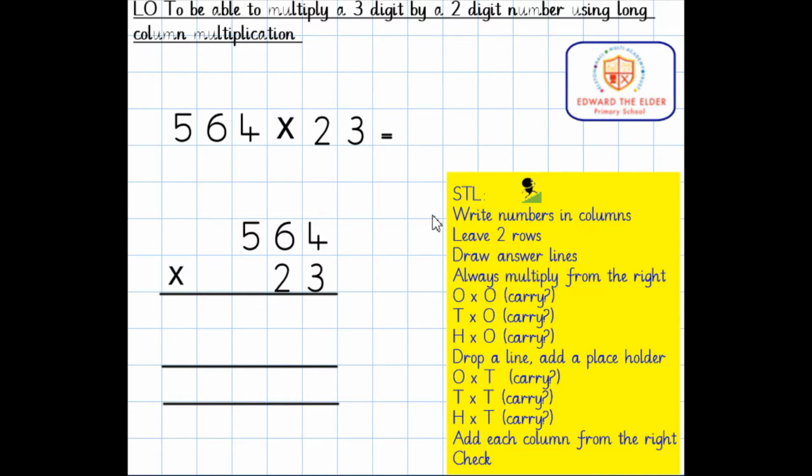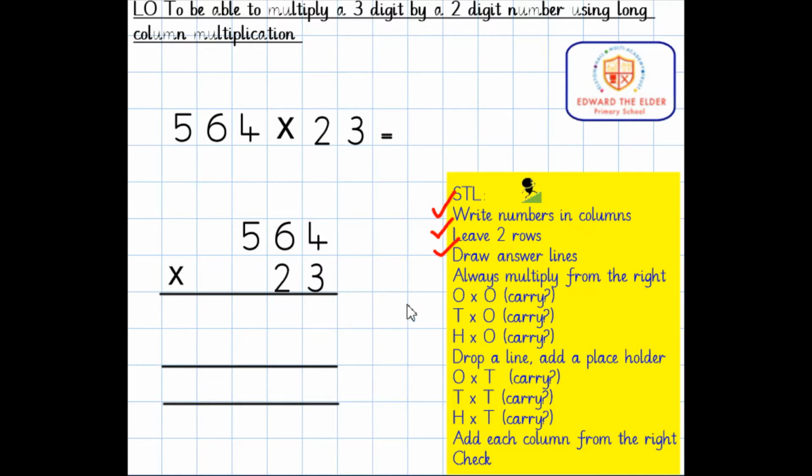My first step asks me to write the numbers in columns. As you can see, I've already set them out in columns, 1 digit per square. My next step asks me to leave 2 rows. I've left my 2 rows. This is because I'm multiplying by a 2-digit number. The next step asks me to draw my answer lines. And again, I've drawn my answer lines here using a ruler to ensure my work is presented correctly.